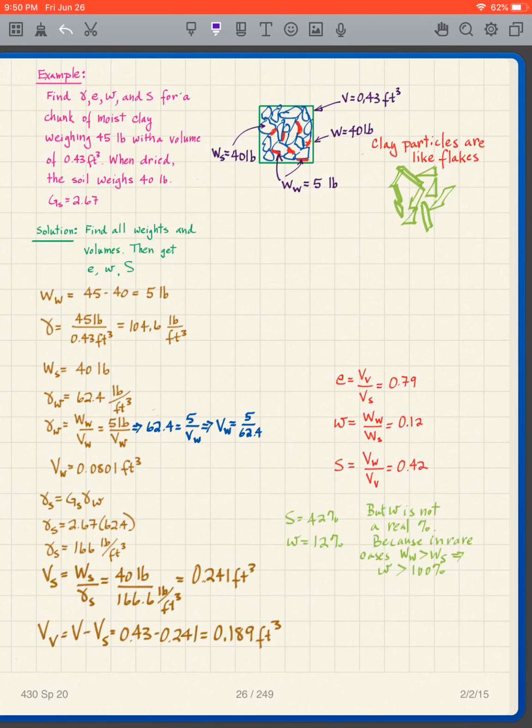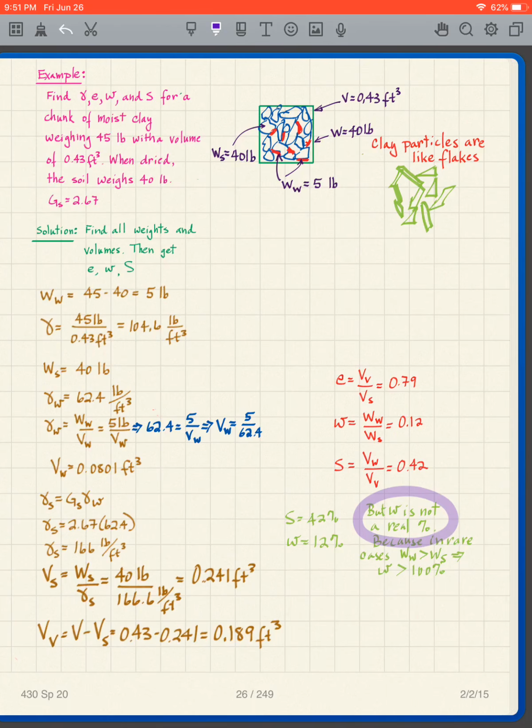Now, a lot of times these are put in percentages. So instead of saying that the degree of saturation is 0.42, we say it's 42%. Water content is not a real percentage, but for some reason we frequently put it in a percentage, and instead of 0.12, we'll say the water content is 12%.